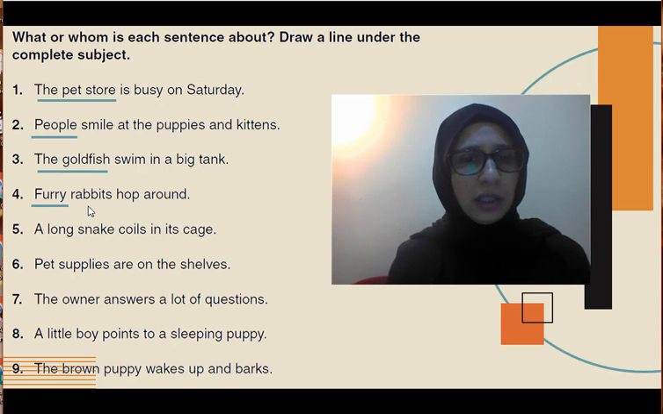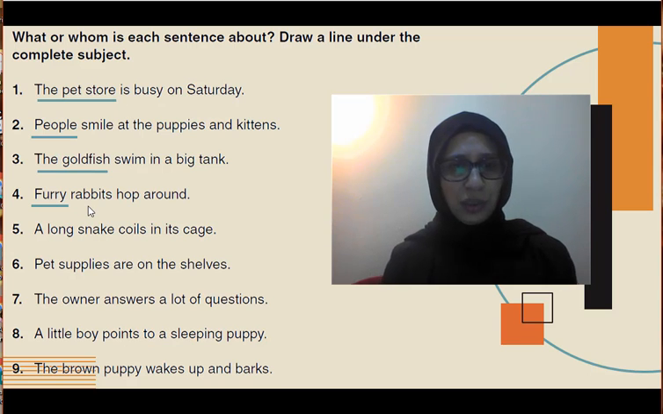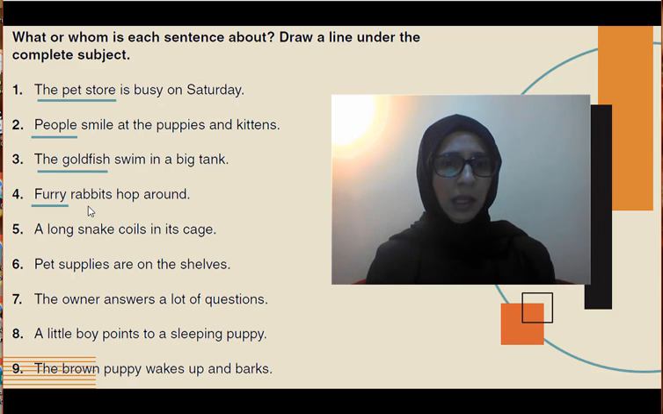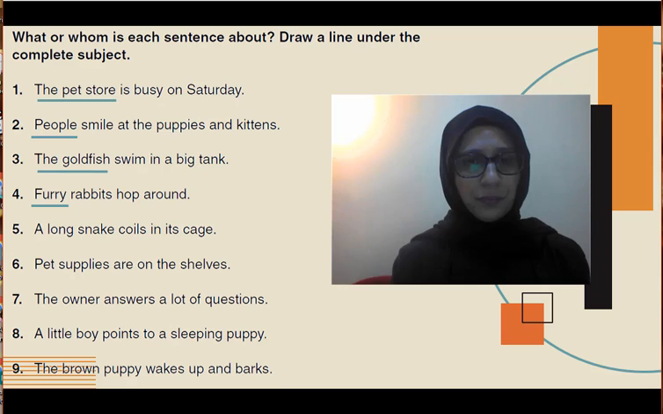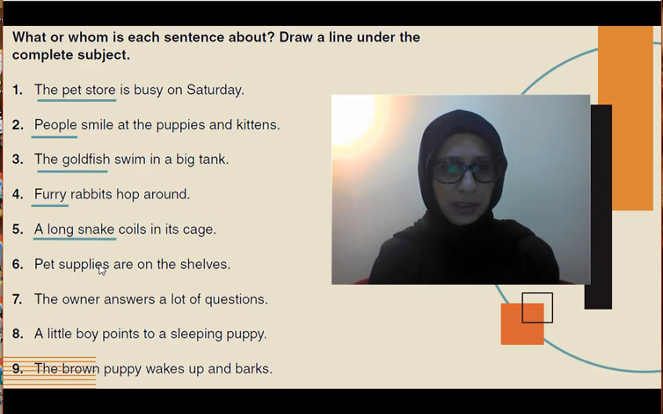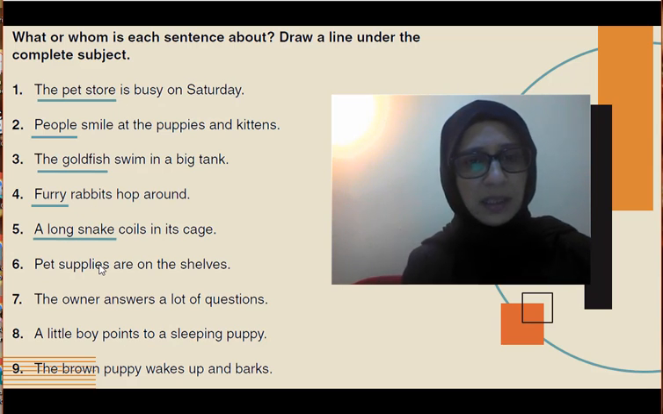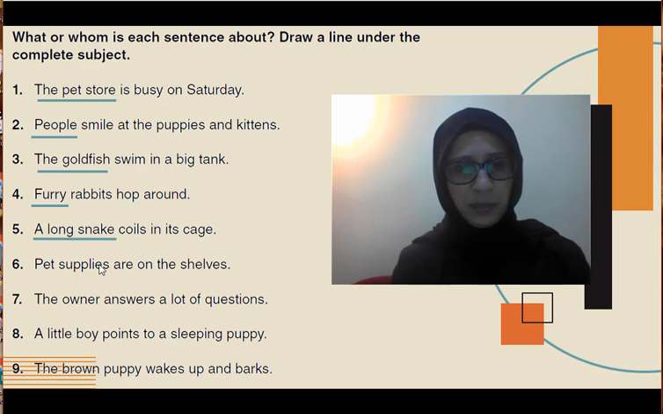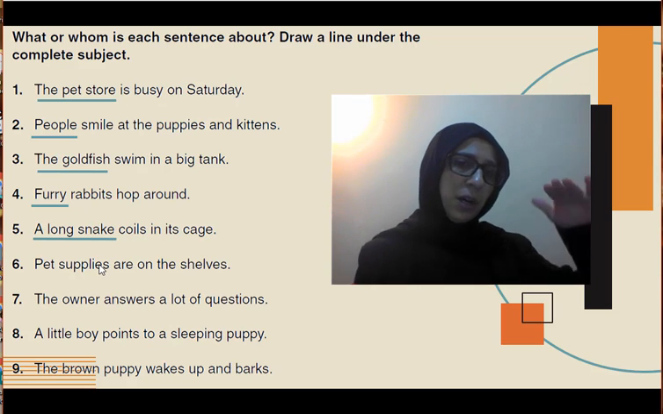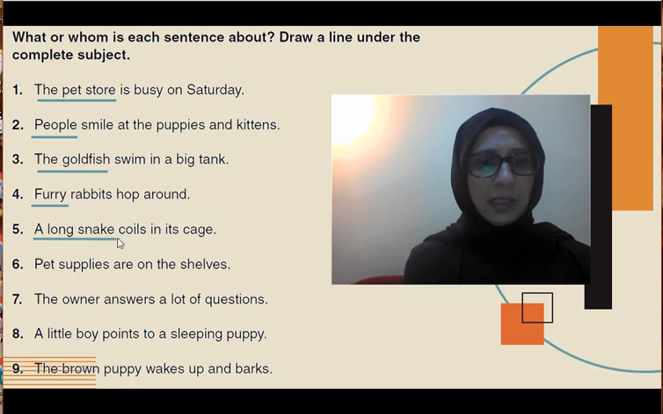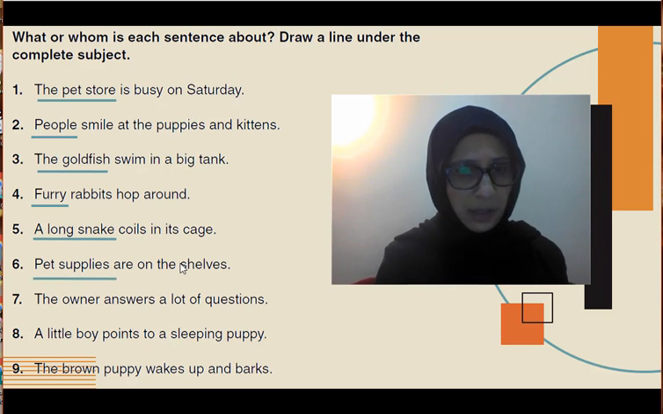Number 5, a long snake coils in its cage. So this is just like our example. A long snake is the complete subject. Number 6, pet supplies are on the shelves. So these are supplies for pets. They are on the shelves. So the complete subject here is pet supplies.